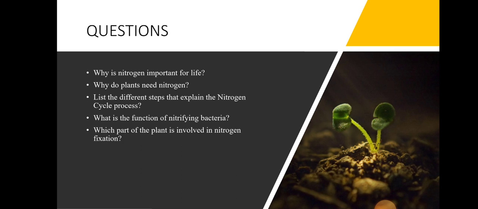Why do plants need nitrogen? Plants need nitrogen as the element is an important component of chlorophyll. Chlorophyll is vital for the process of photosynthesis, so a lack of nitrogen can cause deficiency disorders such as stunted growth and other abnormalities. The different steps of the nitrogen cycle are nitrogen fixation, assimilation, ammonification, nitrification and denitrification.